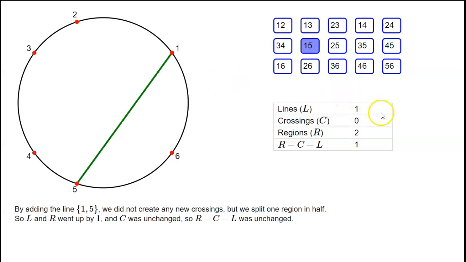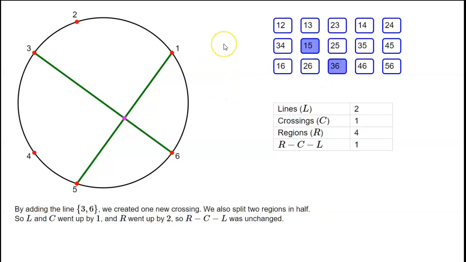So now we've added one line, there's still no crossings, so C is 0. And because we added one line, we split this main region into two different regions, so now we've got two regions. But if we look at R minus C minus L, 2 minus 0 minus 1, that's still equal to 1. So now let's add another line. Okay, we add the line from 3 to 6. So we've added a second line, so L's gone up to 2. And we've added one crossing in the middle, so C's gone up to 1.